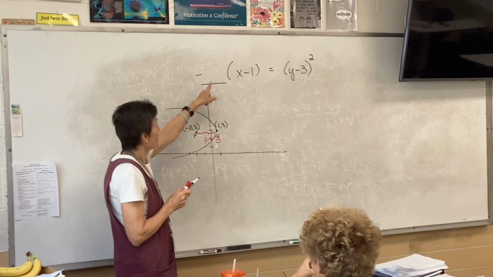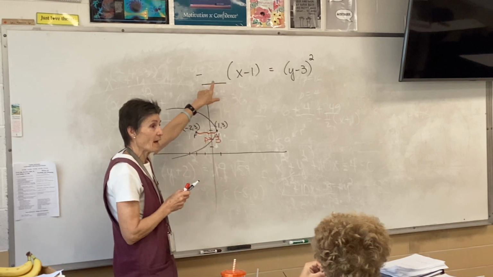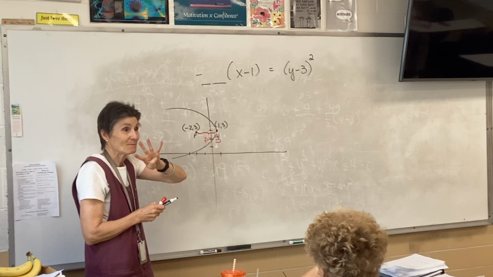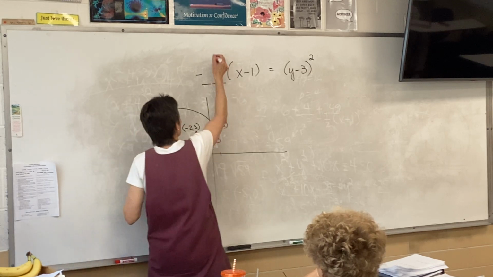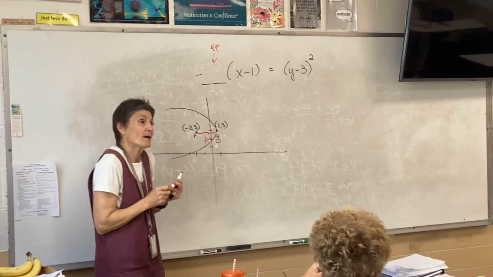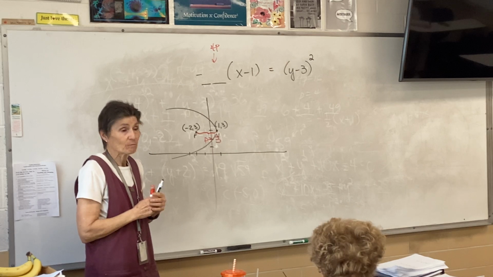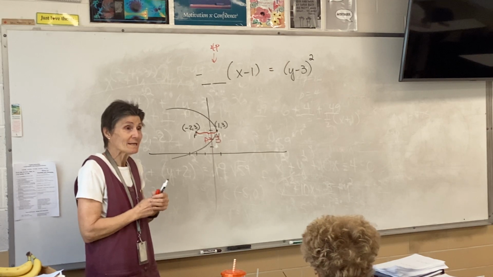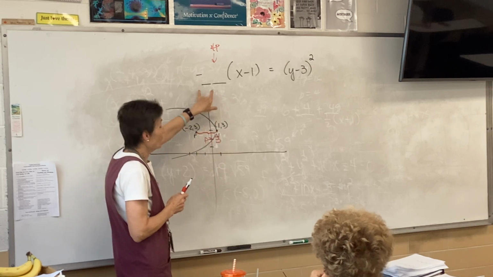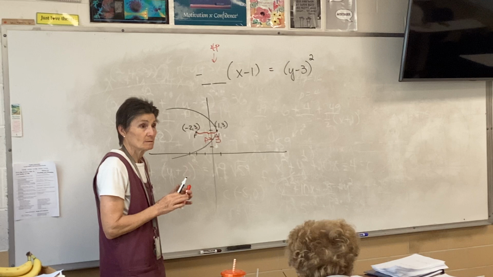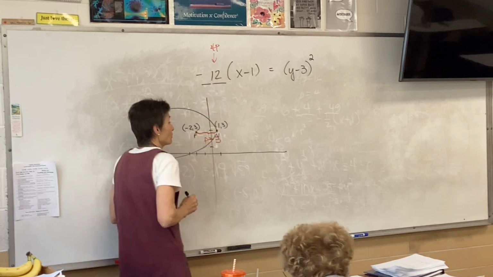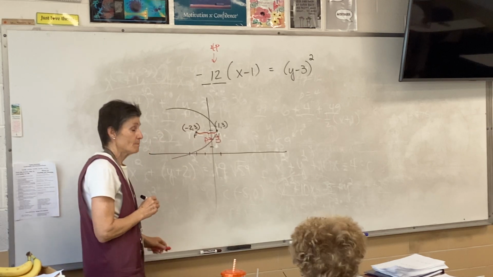Anybody remember anything about that number? What's special about that number? That number is always 4P. This number right here is always 4P. And that's just something you got to remember. It's always 4P. Well, wait a second. If I know P is 3, then what's 4P going to be? 4 times 3, which is 12. And there's the answer to the question. That's it. That's your equation.